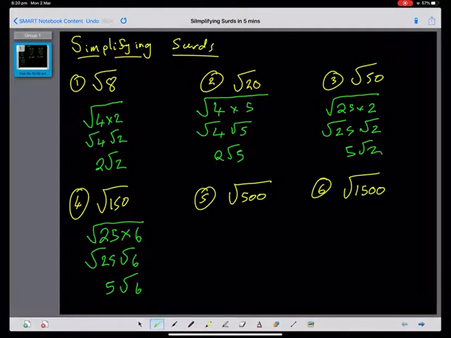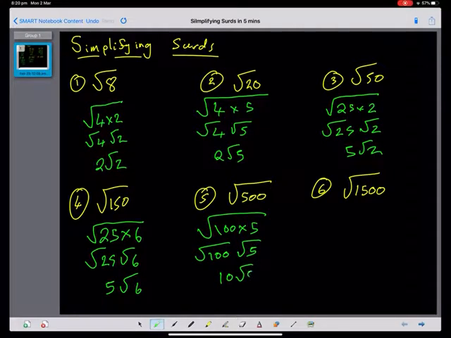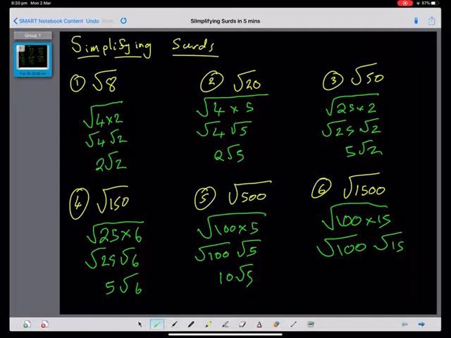We've got 500, so I'm going to say 100 multiplied by 5, so that's the root of 100 times the root of 5, which is 10 root 5. And 1,500, I'm going to say 100 multiplied by 15, that is the root of 100 times the root of 15, and that gives 10 root 15.